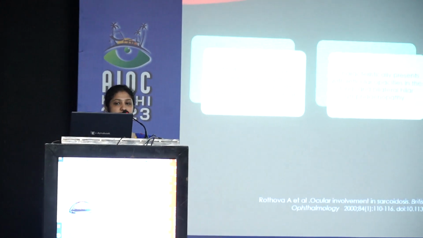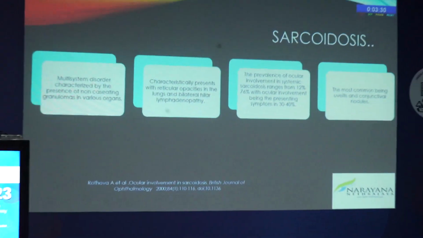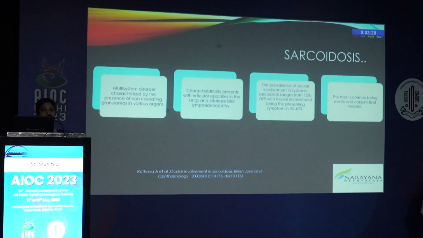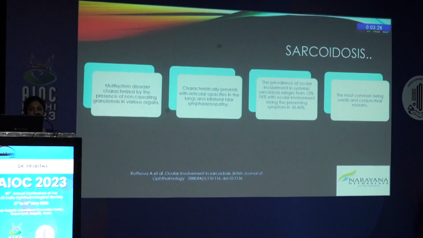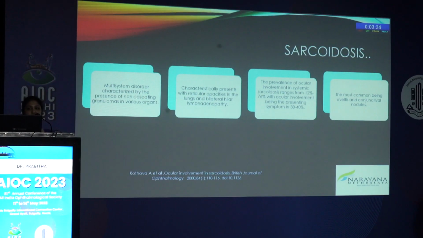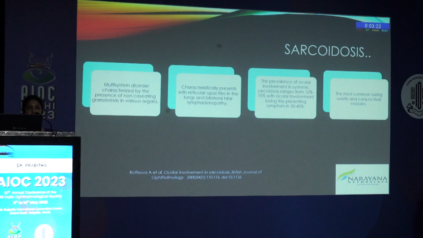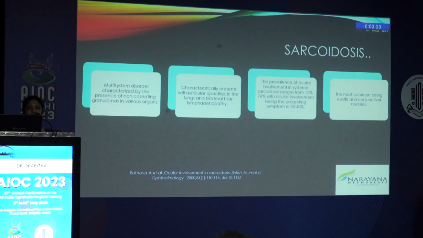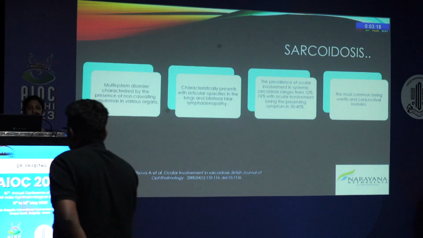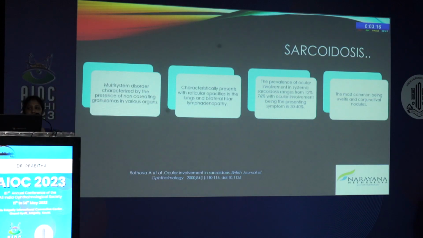granulomas in various organs. This disease characteristically presents with reticular opacities in the lungs and bilateral hilar lymphadenopathy. The prevalence of ocular involvement in systemic sarcoidosis ranges from 12 to 76%, with ocular involvement being the presenting symptom in 30 to 40%. The most common being uveitis and conjunctival nodules.